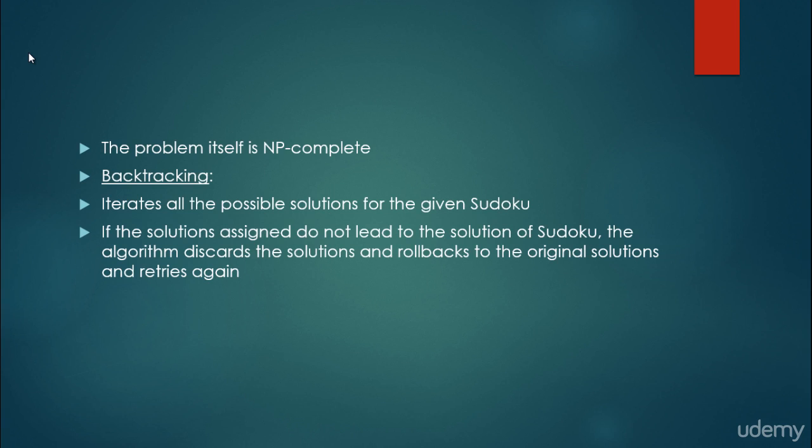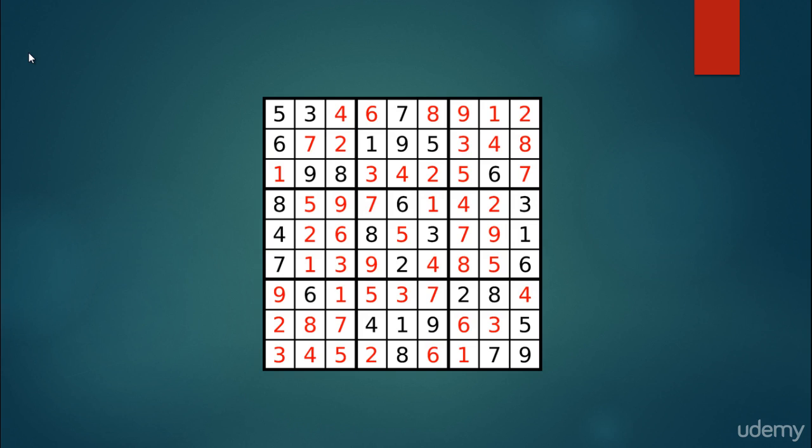So we iterate all the possible solutions for the given Sudoku. If the solutions assigned do not lead to the solution of Sudoku, the algorithm discards the solutions and rolls back to the original solutions and retries again. So for example, it is the basic approach we have seen for all the other problems we have been discussing so far. So we try, for example, 1. Is it a feasible solution? And if it is a feasible solution, then we are going to go to the next row. And if we come to the conclusion that it is not a good solution, then we backtrack. We go back and increment the value in the previous column or previous row.